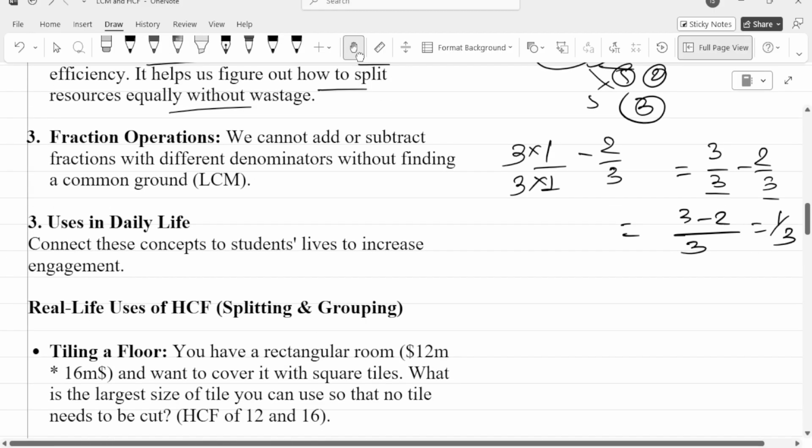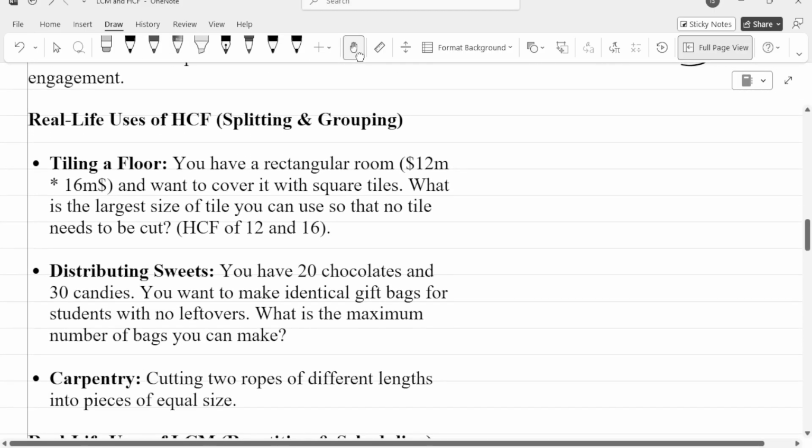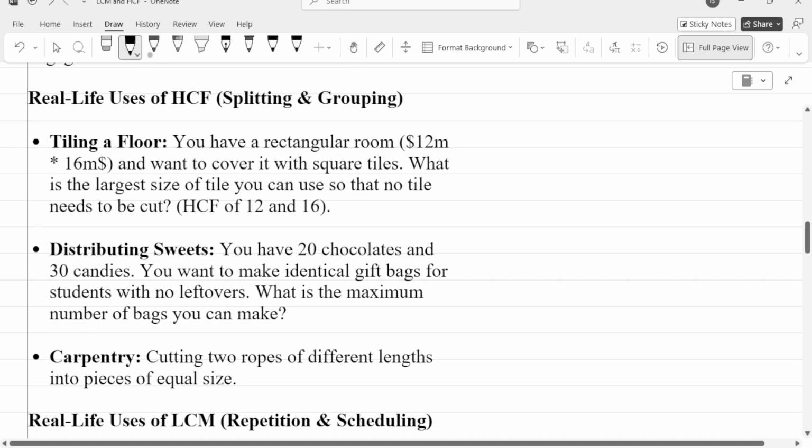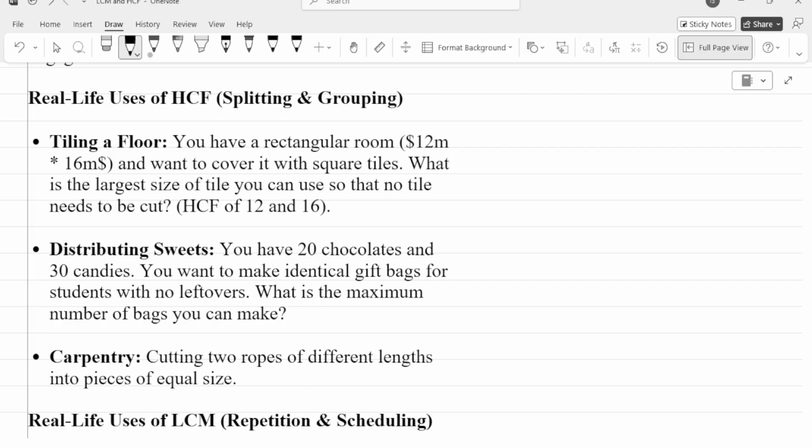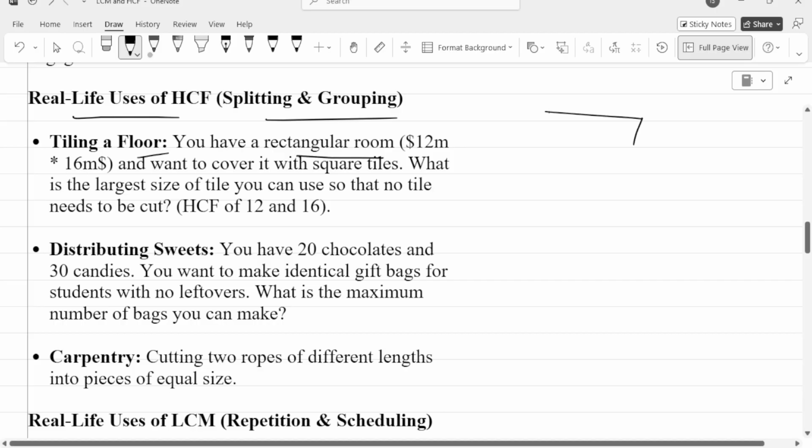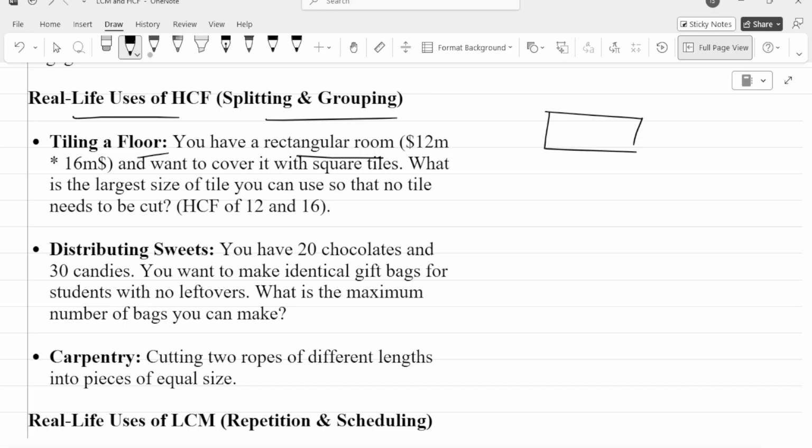Now use in daily life, that is very important. Why do we discuss and learn LCM and HCF, why is it important in our daily life? So now we discuss real life uses of HCF, splitting. Tiling of a floor: you have a rectangular room that is 12 into 16 meters.